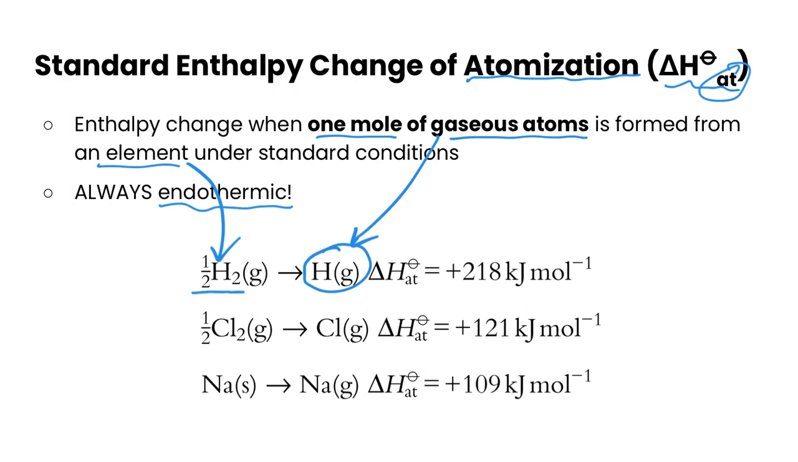So in this example here, we've got a half H2 reacting to give 1 mole of H atoms. That has an atomization enthalpy of plus 218 kilojoules per mole. And 2 more examples here. So we're going from a half Cl2 to Cl atoms. And then we're going from solid sodium to gaseous sodium. And you can see that all of them have positive delta H values.